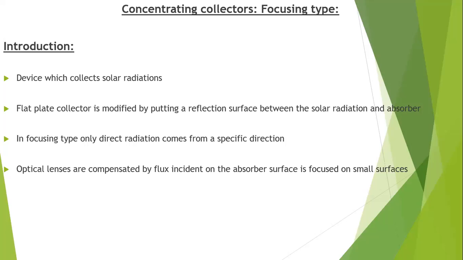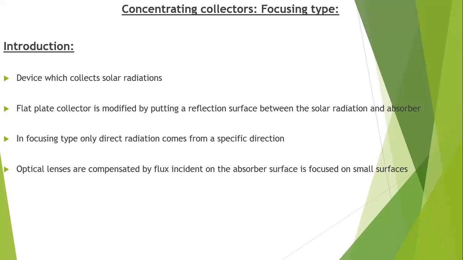So in concentrating collectors, I am discussing the focusing type. What is the focusing type? This focusing collector is a device that collects solar energy, but the solar energy is collected with high intensities, high intensity of solar radiation on the energy absorbing surface. This specially uses an optical system, which will be in the form of reflectors or refractors.